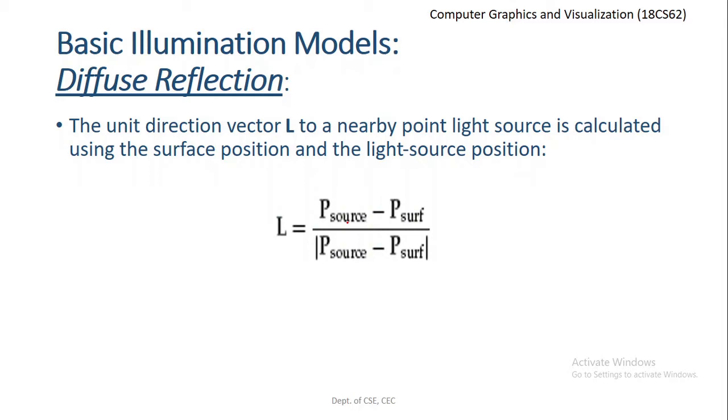So using these two positions, we can calculate the value for the unit direction vector L in the direction of the point light source. So L is given as P source minus P surface divided by the magnitude of P source minus P surface.